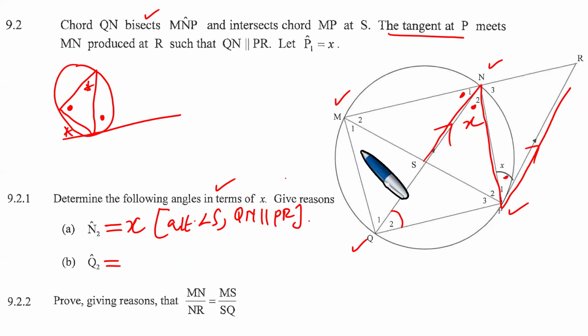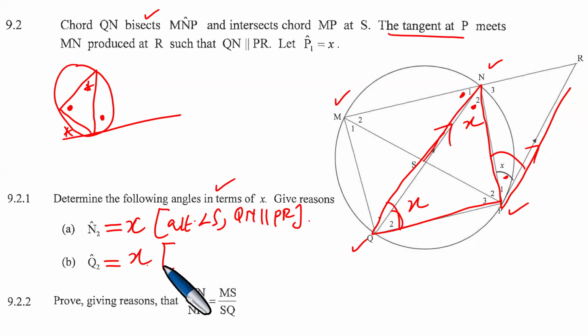So in the end you have this kind of diagram, but it appears in the exam question like this. This angle here is equal to the angle subtended by this chord, and this chord subtends this angle, which is x, which means that the angle Q2 is x. And why is the angle Q2 equal to x? The angle Q2 is equal to x because of the tan chord theorem. So you say the tan chord theorem.